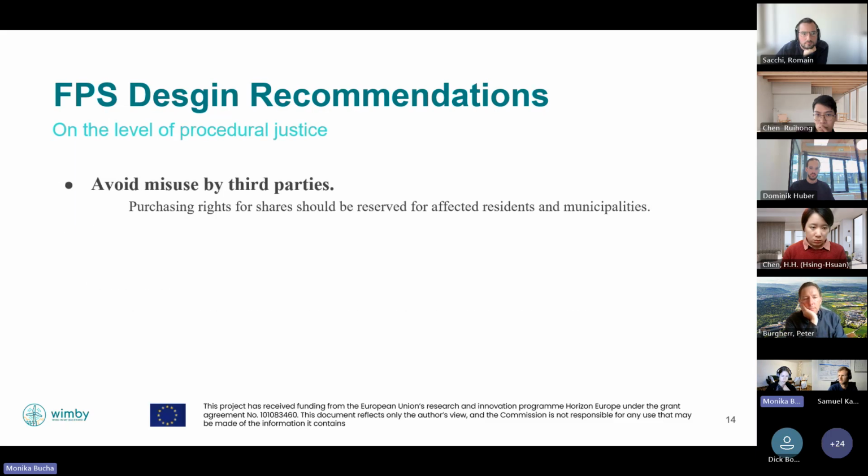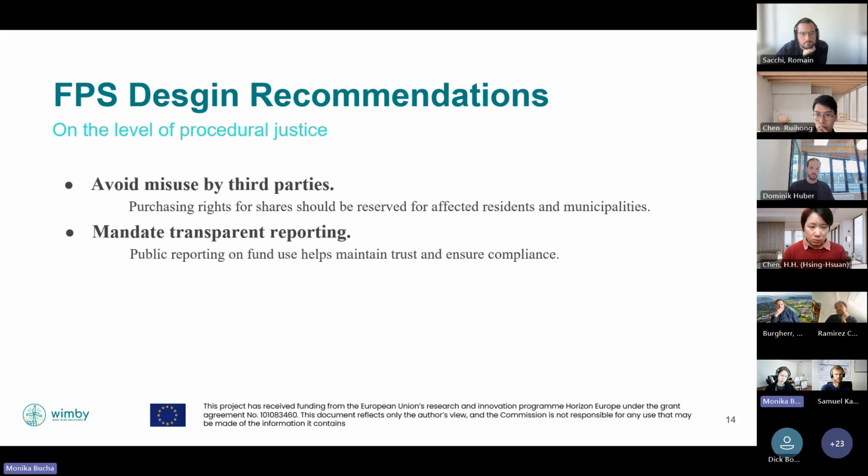And on the level of procedural justice, misuse of third parties should be avoided. In Denmark, for example, wind energy shares were offered to residents and the municipality, but then it was actually companies who bought most of the shares. So also there's possibilities to avoid this.